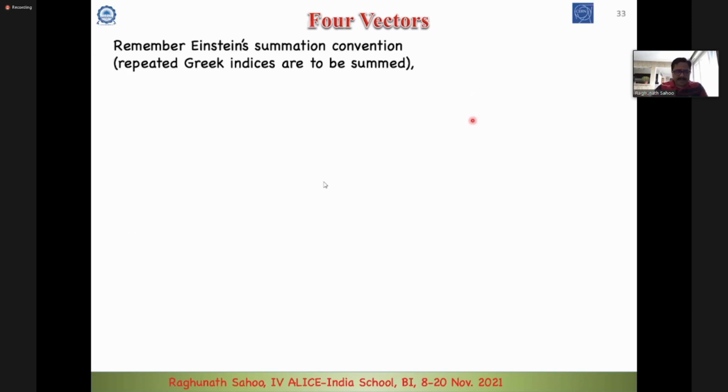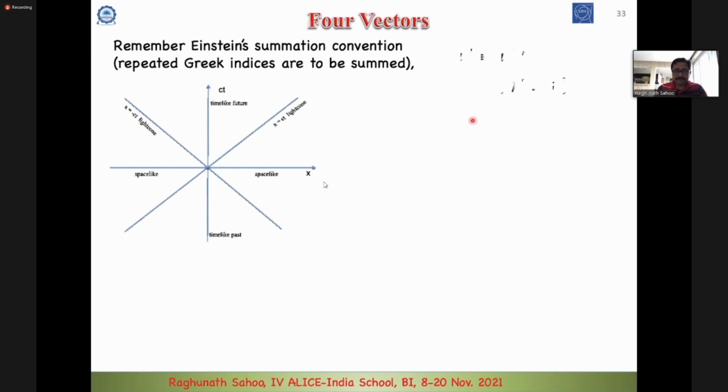Okay, so I remind you again, Einstein's summation convention: repeated Greek indices should be summed up. That is the convention. So if there is a repetition like A dot B, this is equivalent to A mu B mu. I do not need to write the sum because any repeated index is summed over. So I can write just A dot B, and any four vector scalar product can be done as A0 B0 minus A vector dot B vector. This A vector dot B vector is essentially the Newtonian vector product.